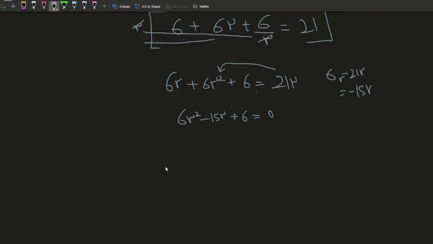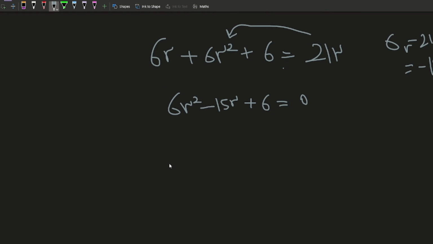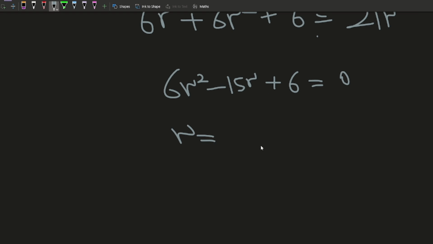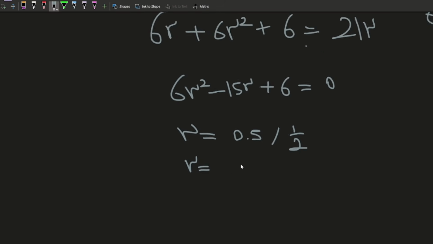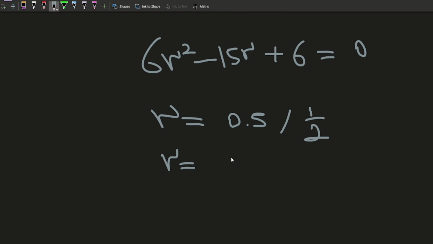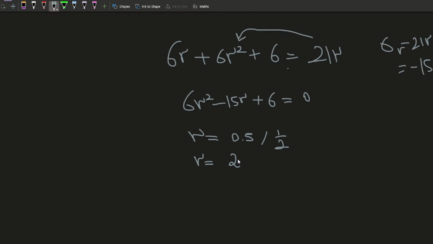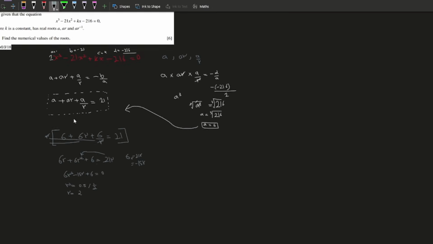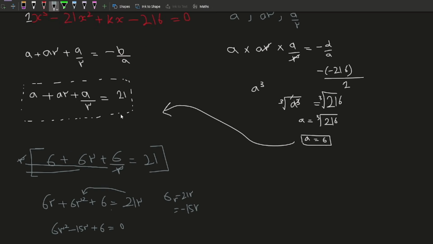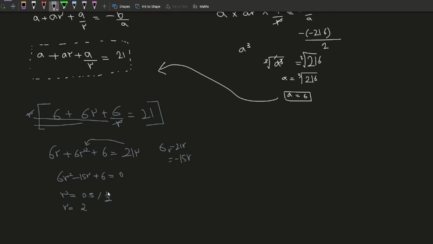In the end, we will get the value of r as 0.5 or 1 upon 2, and the other value of r would be 2. Now let's try inputting these values of r in this equation and see if both satisfy it, just to make sure that things are correct.